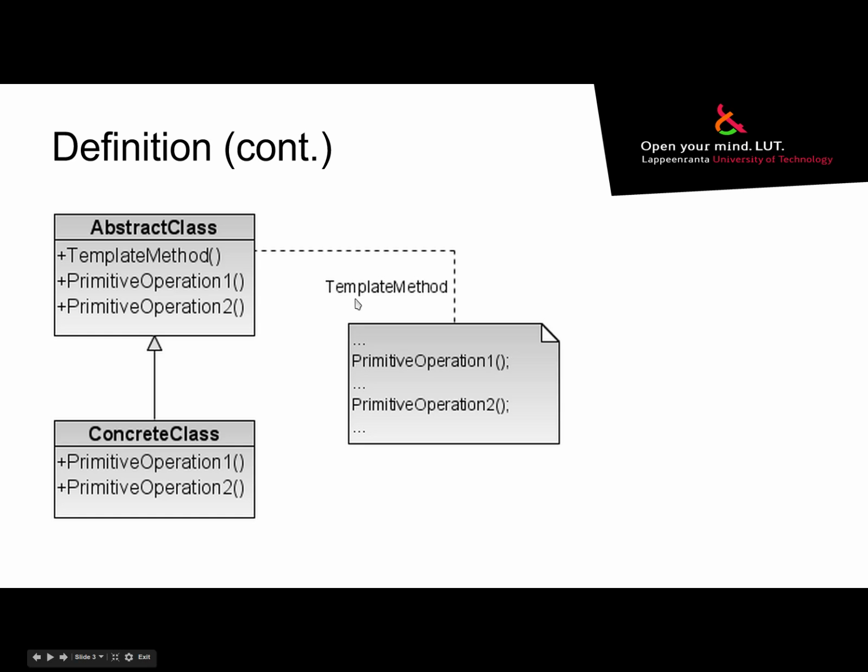So here's the UML about it. We have an abstract class here with three methods, so the template method and two primitive operations. The abstract class can contain code for these primitive operations, but it is not necessary. This can also be abstract. Then the abstract class is inherited into a concrete class where those two primitive operations have been overridden. So there's probably new implementations for the methods there.